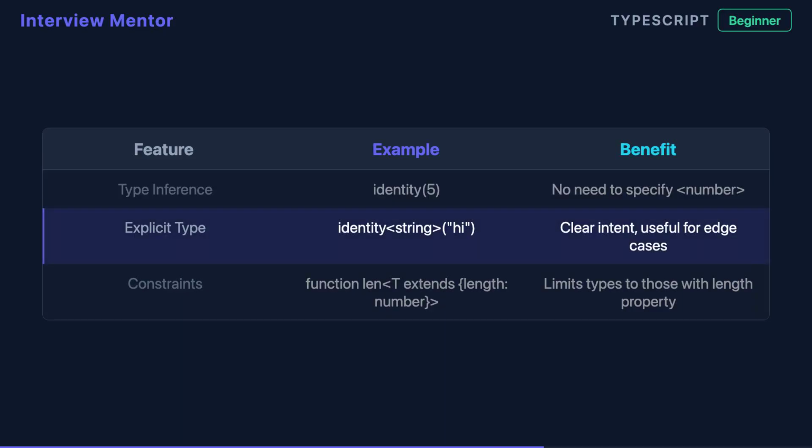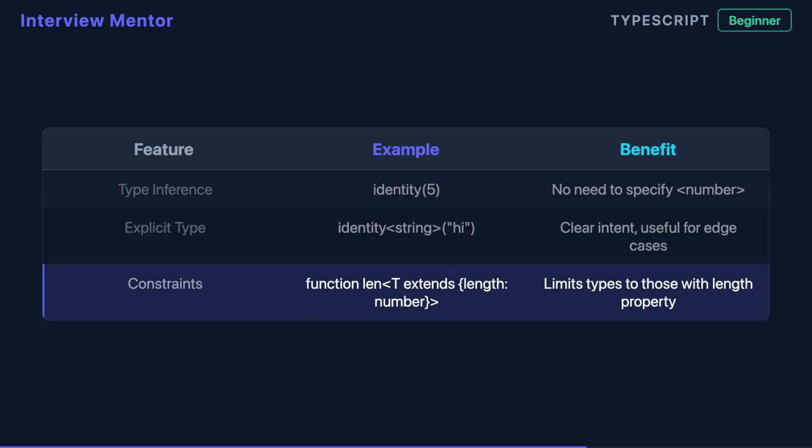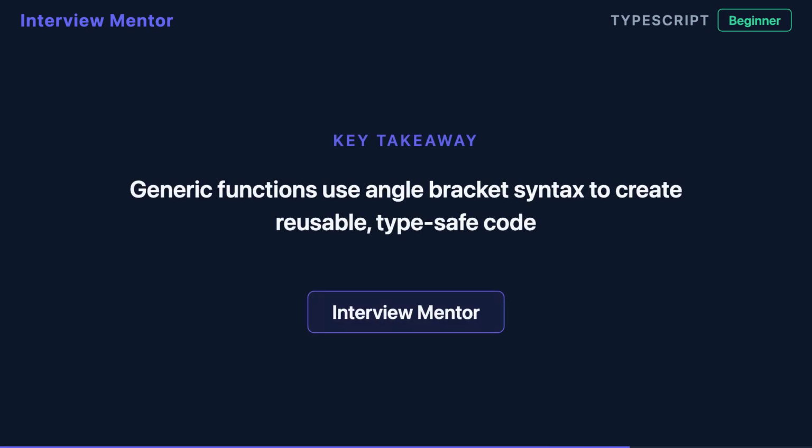And when you need to limit acceptable types, use the extends keyword to add constraints. For example, T extends { length: number } ensures your type has a length property. Master generic functions to write reusable, type-safe code that scales. Practice using them in your next TypeScript project.